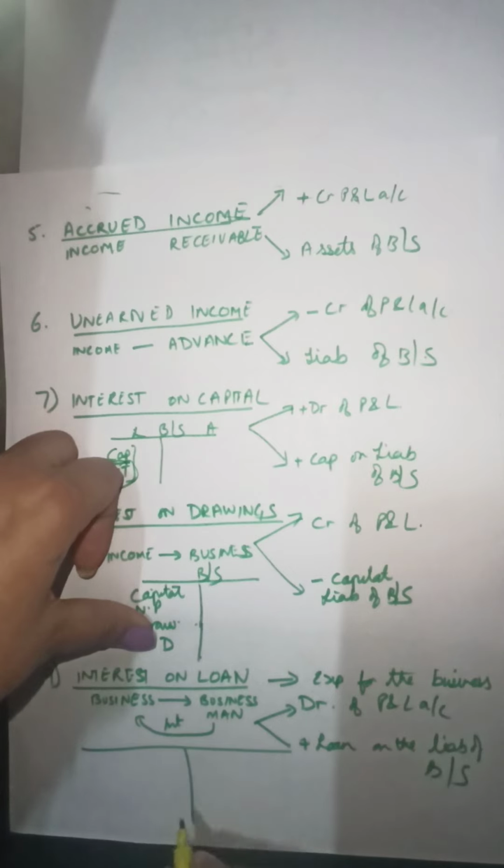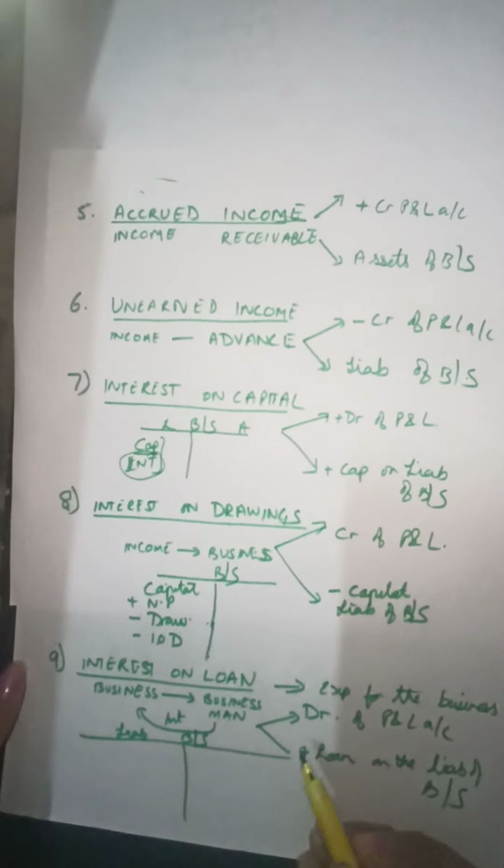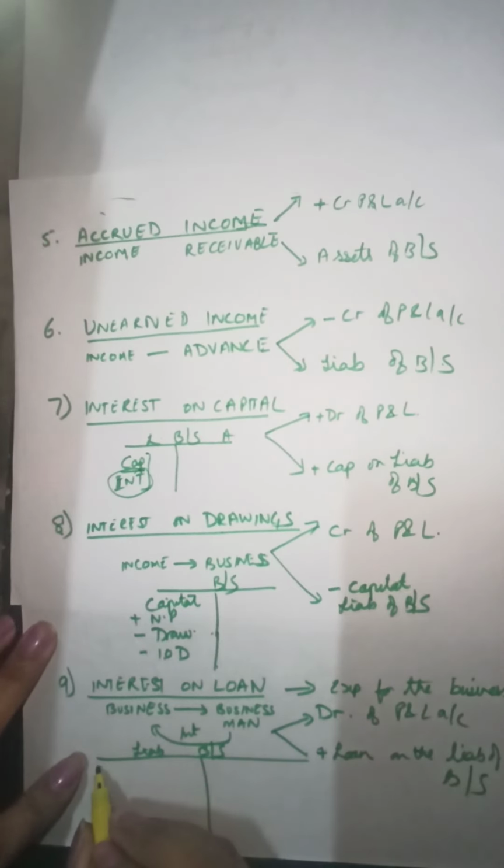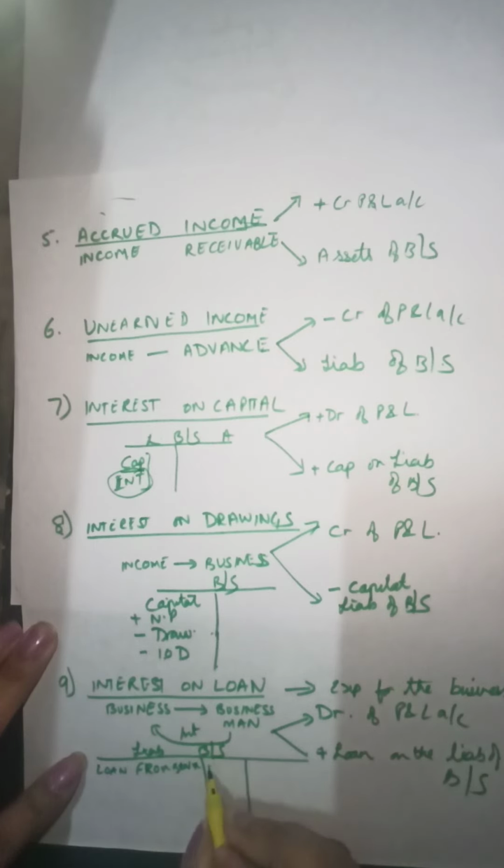See here, suppose this is the balance sheet. On the liability side of the balance sheet, where the loan is taken, you will show loan from bank. Suppose loan from bank is shown at rupees 1000 at 10% interest. That 100 interest will be added to this amount of loan on the liability side of balance sheet, and also shown on the debit side of P&L account as interest on loan.